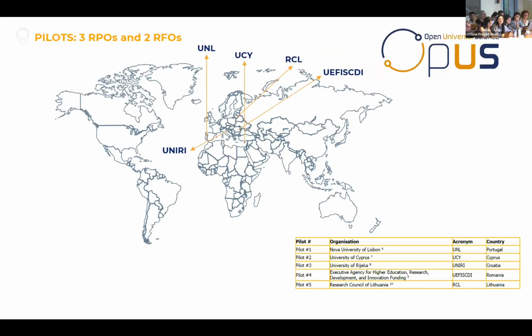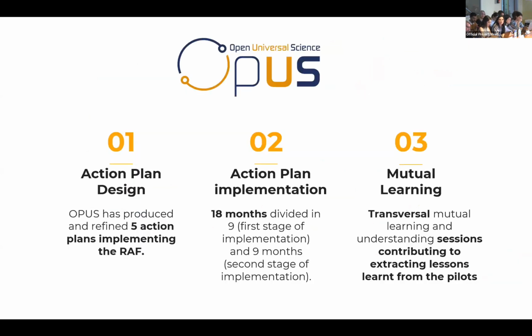So these, I will not go through them again because they have already been introduced, but I'll just say that these are the main and the key protagonists of WP4. These are the pilots, and they have done all the work within this work package. They have worked very hard, and we have 3 universities and 2 funding organizations.